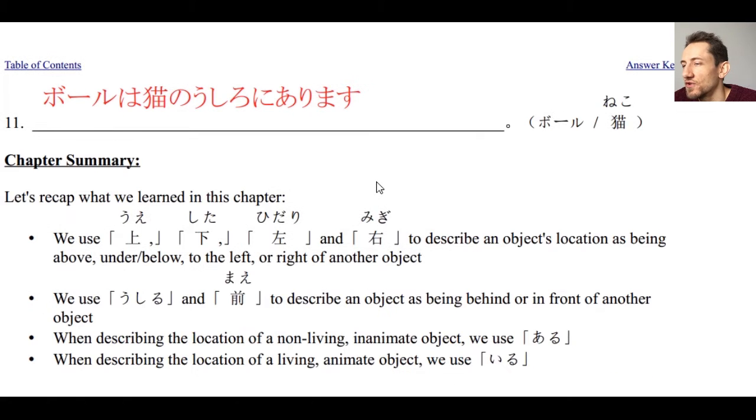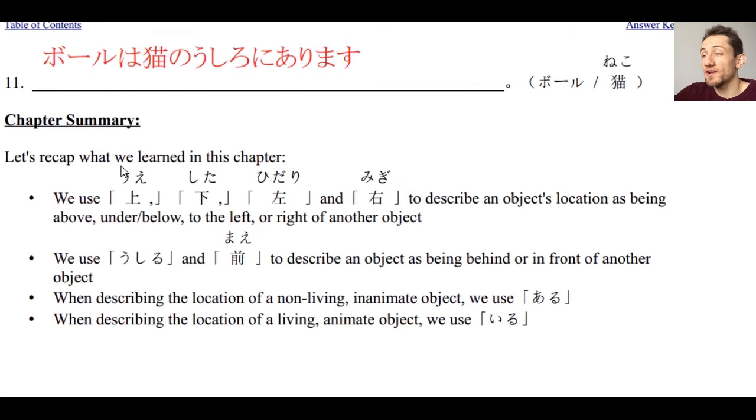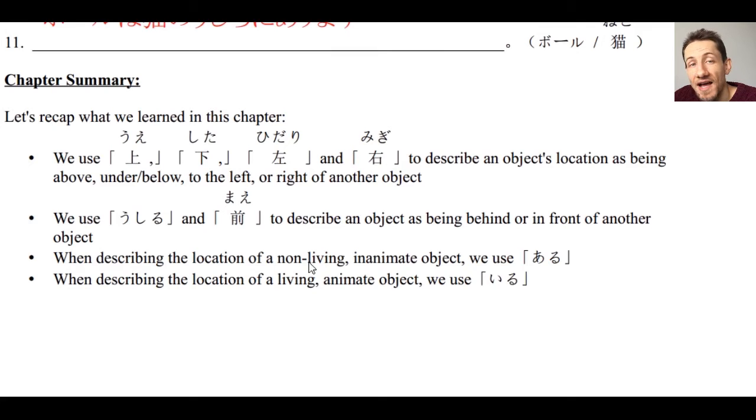But anyway, that's it for today's chapter. So we'll do a quick summary of what we learned. We learned that ue, shita, hidari, and migi are used to describe an object's location. Ue is above, shita is below, hidari is left, and migi is right. We can also use ushiro and mae to describe an object being behind or in front of another object. When describing the location of a non-living inanimate object, we use aru. And when describing the location of a living animate object, we use iru, right?